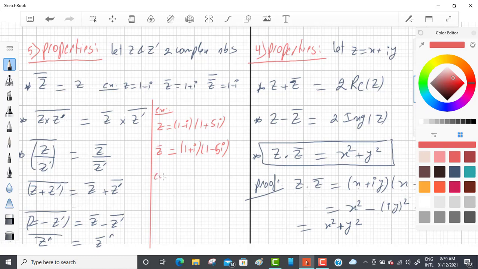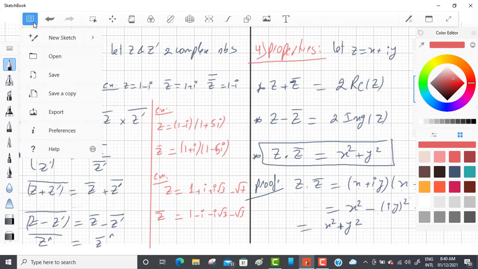Another example, if z equals (1 plus i radical 3) minus radical 7 and you need to find z bar, it's only (1 minus i radical 3) minus radical 7. So you change the sign of i everywhere. That's it.